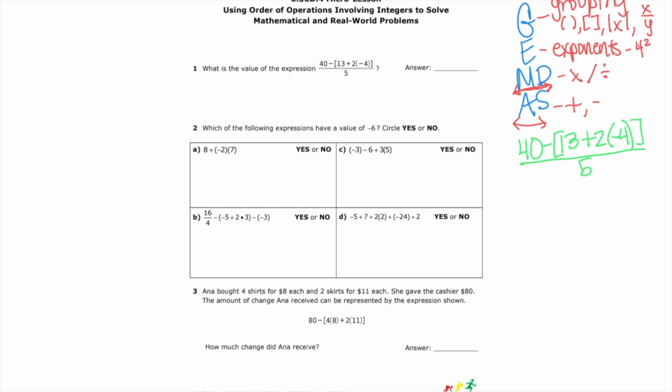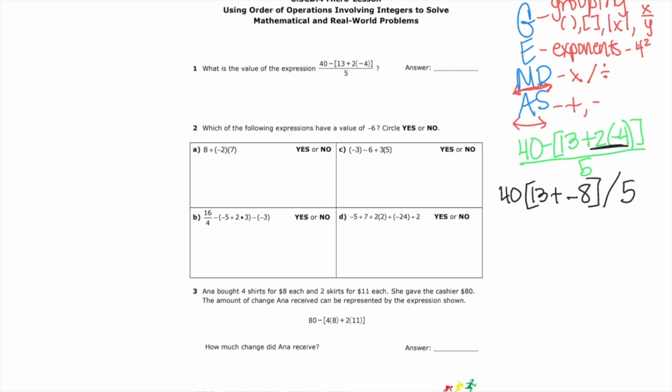I like to underline each step that I'm going to do, and you always do the strongest step first. So you have to do everything on the top before you can look at the bottom. I'm going to underline that step: 2 times negative 4, and 2 times negative 4 is a negative 8. Put that divided by 5, because that's also what it would look like.